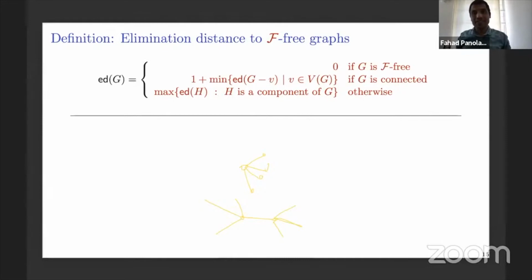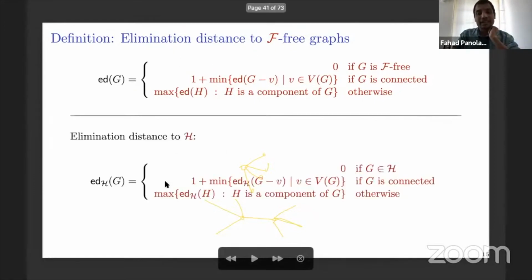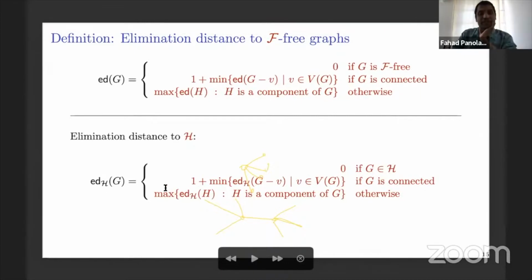And if it is connected and not F-free, then you take the minimum over all the vertices: you pick one vertex, take it into the solution, that is, delete it, and for the remaining you try to find the elimination distance. So it is recursively defined. And this elimination distance you can define for any graph class. For example, like elimination distance to H, instead of F-free, you just ask whether G belongs to H or not. So elimination distance to a graph class is recursively defined like this.